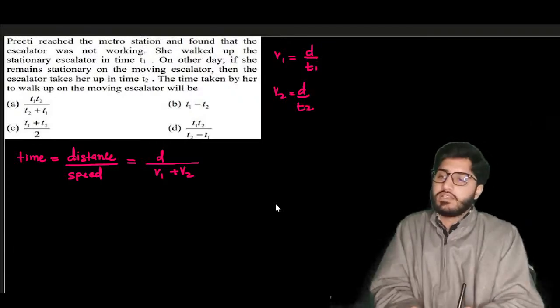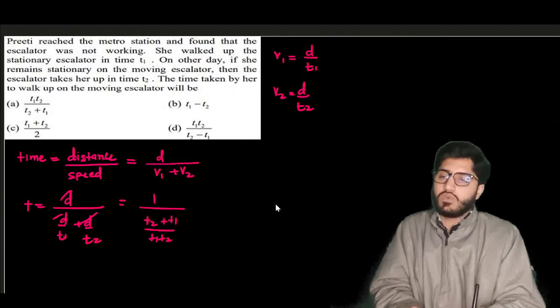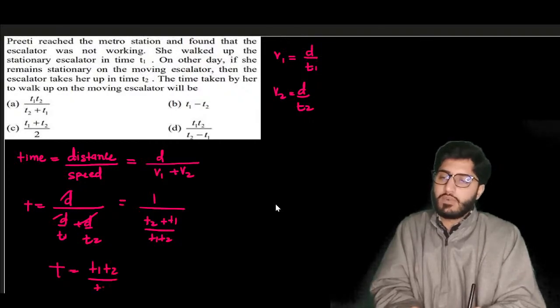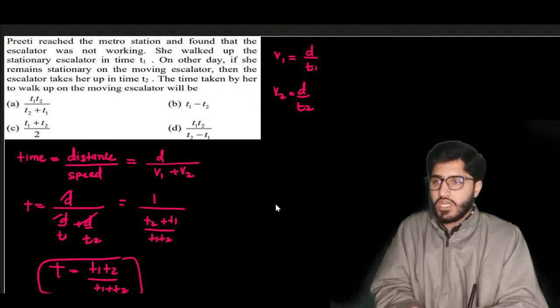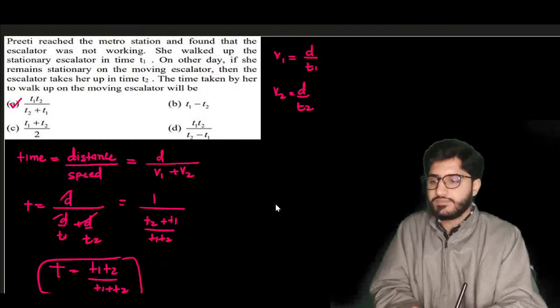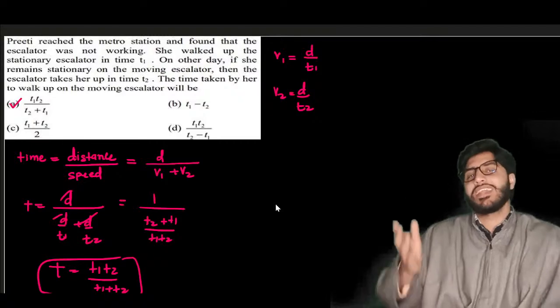So now time T comes out to be d divided by (d by t1 plus d by t2). d cancels out. So I can write 1 divided by (t1 plus t2) divided by t1 t2. Therefore, T came out to be t1 t2 divided by t1 plus t2. This is my net timing. I guess option number A. Yes, option number A is correct. Easy, no? It will take less than 30 seconds to do.